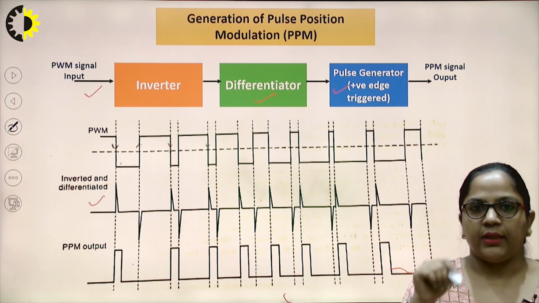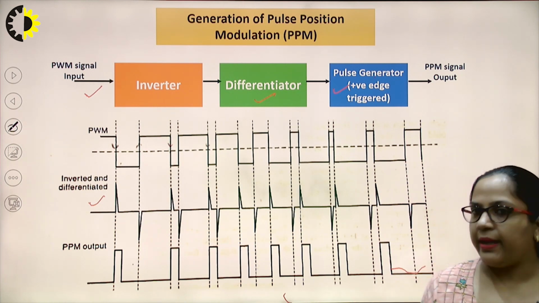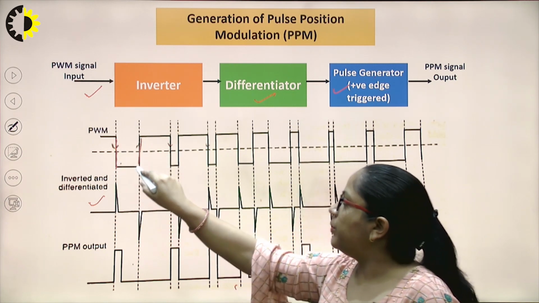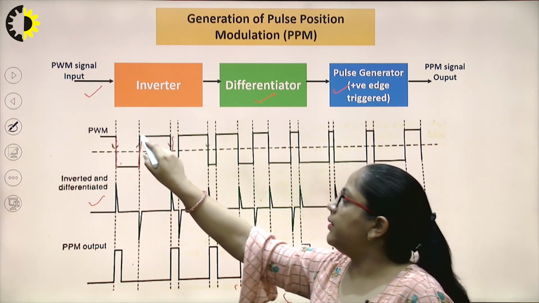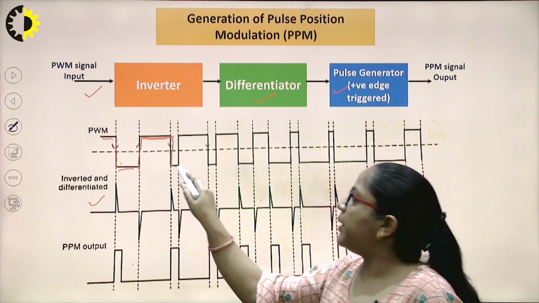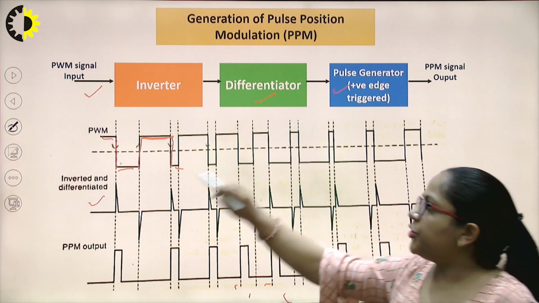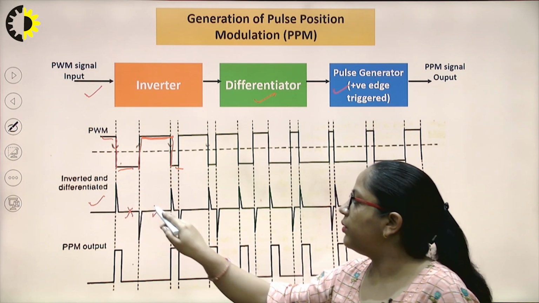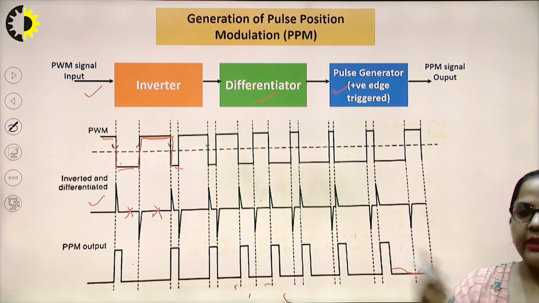We used to get spikes wherever the amplitude of the square waveform used to vary. When the amplitude is constant, wherever we are having a constant part in the square waveform, the differentiation of the constant is 0, so we get nothing for the constant part of the signal.